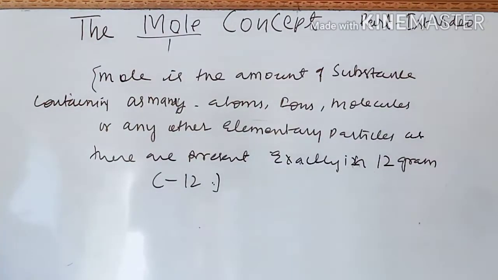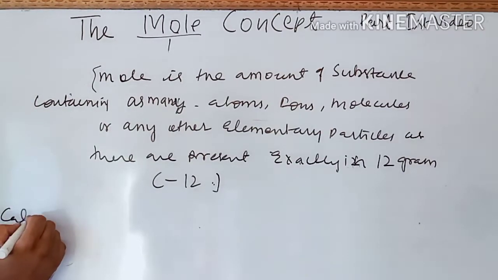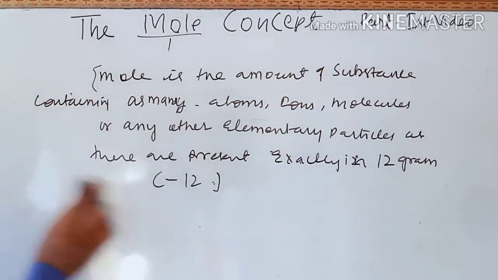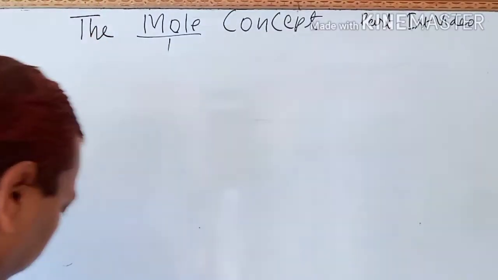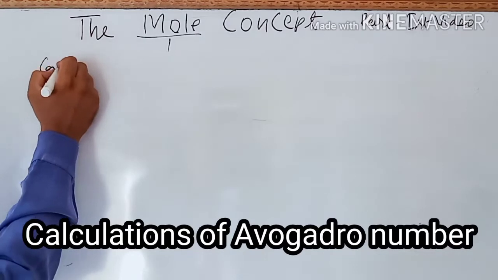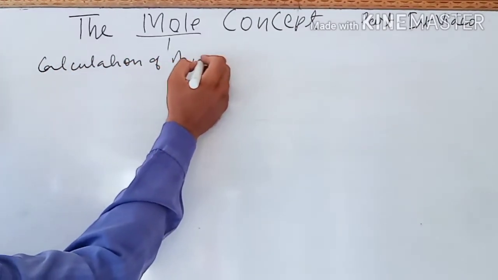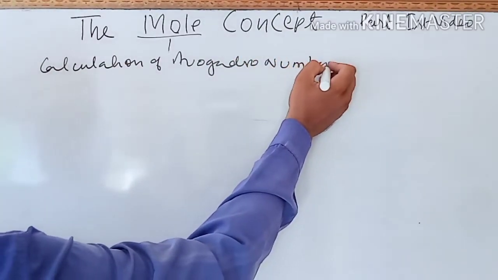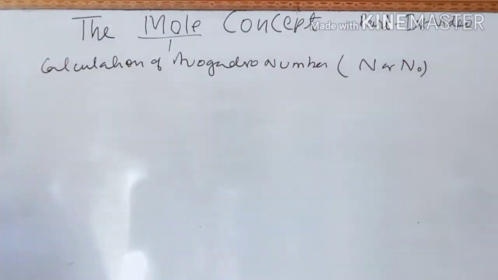Now we will come to the calculation. Okay, so this is the definition. Next, calculation of this value. After the mole definition we will come to the calculation. Children, the calculation of the Avogadro number. Symbolically we write N or sometimes N naught. Okay, this is the Avogadro number.